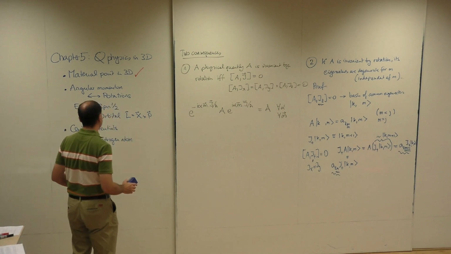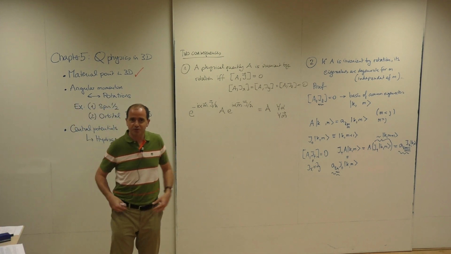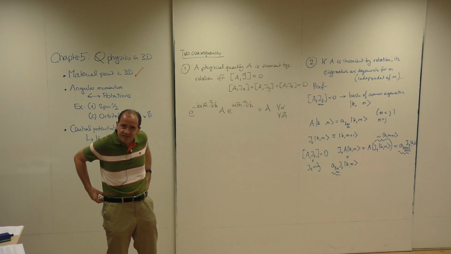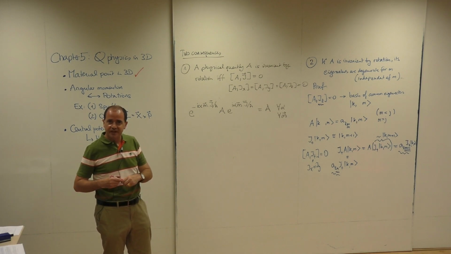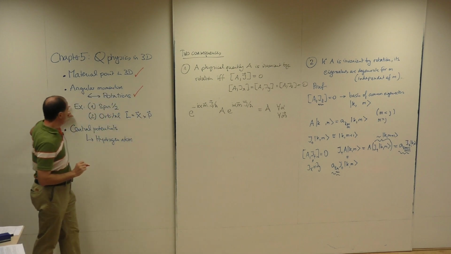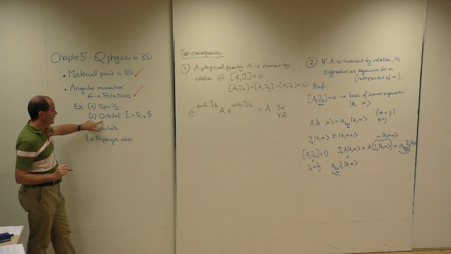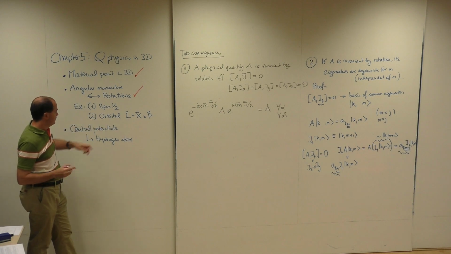Good, so what have we done? This will be a long video, but of course you feel free to stop the video at this point, take a rest, and then we move to the next part. We have done the generalities. Now I'm going to do the two examples of the angular momenta: the one for spin half and the orbital angular momentum.